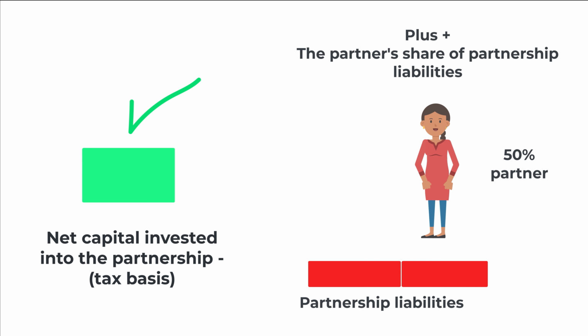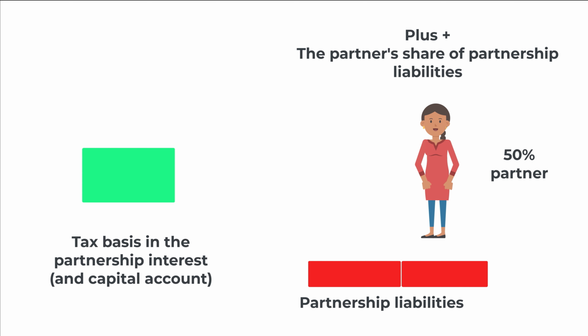First, let's take a quick review of why we care. A partner's tax basis in a partnership interest is the sum of two things. First, it includes the tax basis of a partner's net capital invested in the partnership. In many cases, this is equal to the partner's tax basis capital account on the balance sheet, but not always. This net capital invested increases when cash or property is contributed to a partnership, decreases when cash or property is distributed from a partnership.